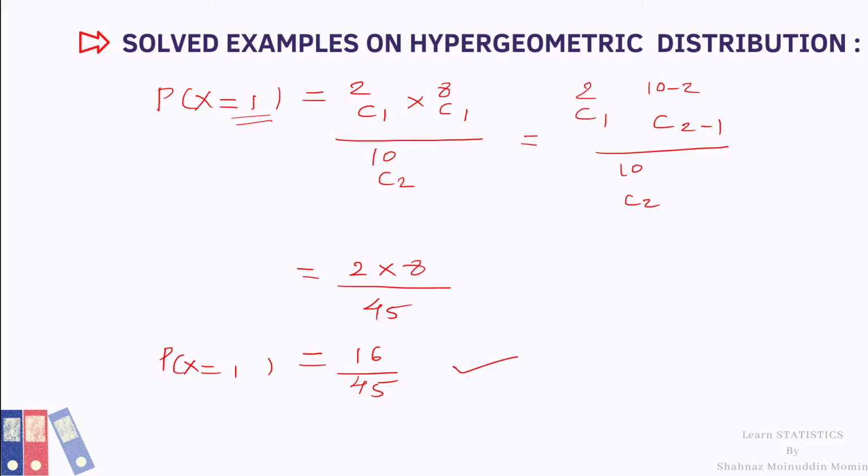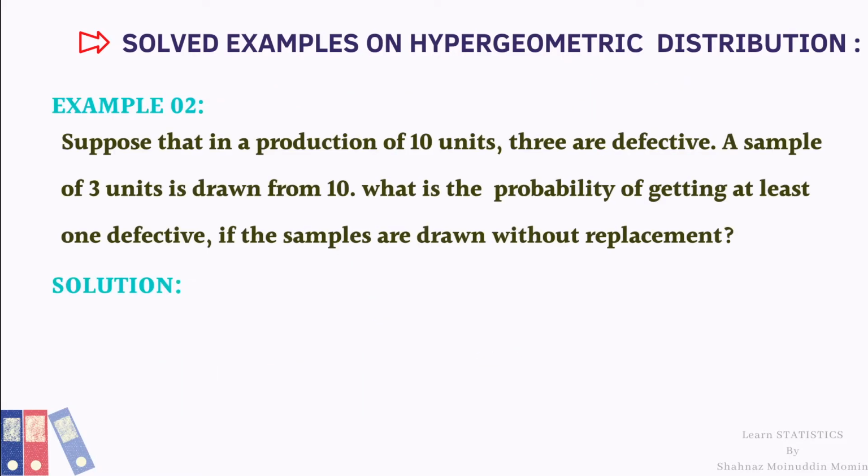Now we shall start with the second example. Suppose that in a production of 10 units, 3 are defective. A sample of 3 units is drawn from 10. What is the probability of getting at least one defective if the samples are drawn without replacement? Here also samples are taken without replacement. Means we must use hypergeometric distribution to obtain the required probability. Now let us define a random variable.